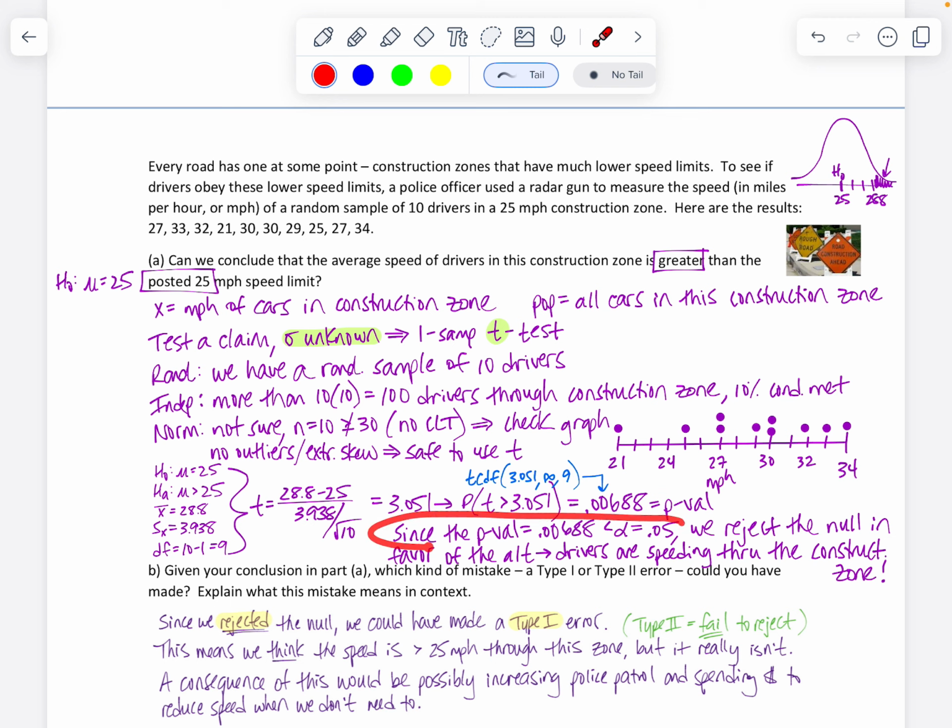Remember how to write your conclusion. Hopefully you're comfortable now writing all of your conclusions. Since the p-value is less than our alpha of 0.05, and since nothing else was assumed, we reject the null in favor of the alternate, and I'm going to restate what the alternate says. I have rejected the null, I am in favor of the alternate, and I'm going to write this in words. We have evidence that drivers are speeding through the construction zone. Another way of saying that is that the mean speed through the construction zone is greater than 25.